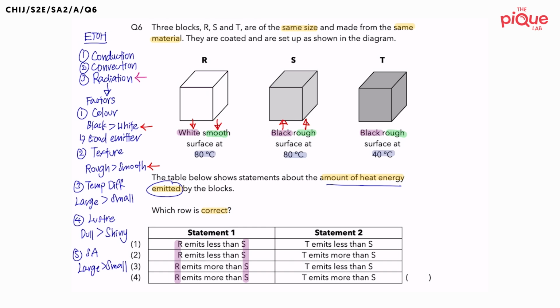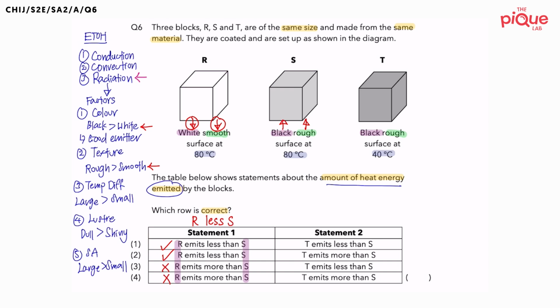We also notice that both blocks R and S have the same temperature of 80 degrees Celsius, so we do not have to compare their temperature difference. Looking at the arrows, can you now tell me if R emits more or less heat than S? Seeing that we have 2 downward arrows for R, we can conclude that R emits less than S. Therefore, we can place ticks at option 1 and 2 and cross out option 3 and 4.